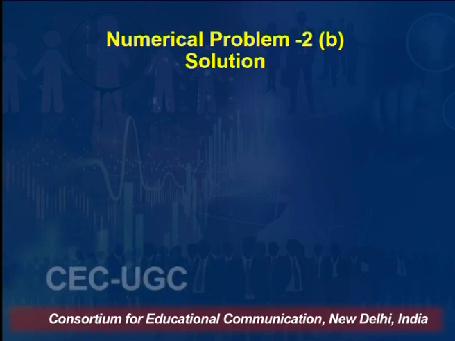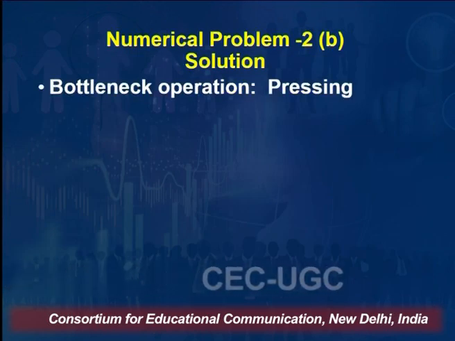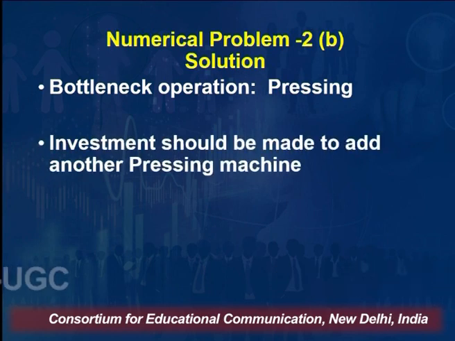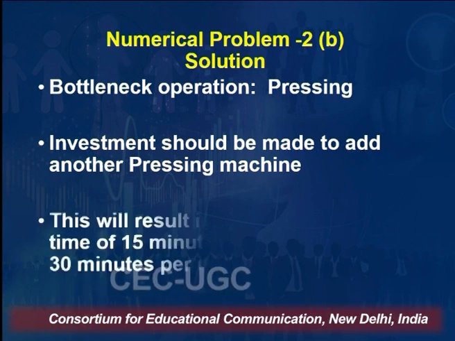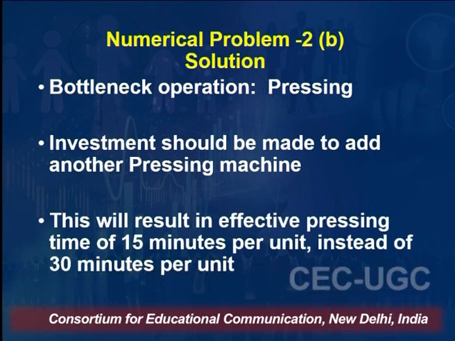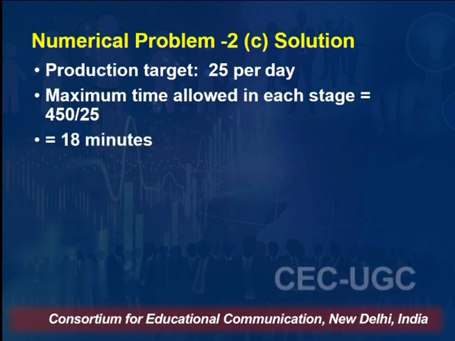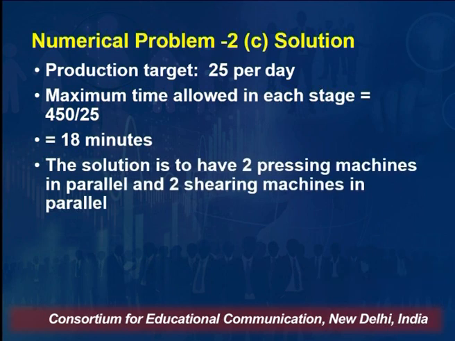The bottleneck operation is pressing, because the operation with the minimum output is the bottleneck operation. So investment should be made to add another pressing machine. This will result in an effective pressing time of 15 minutes per unit instead of 30 minutes per unit. If the production target is 25 per day, the maximum time allowed for each stage will be 450 upon 25, which is equal to 18 minutes. So the solution is to have 2 pressing machines in parallel and 2 shearing machines in parallel.